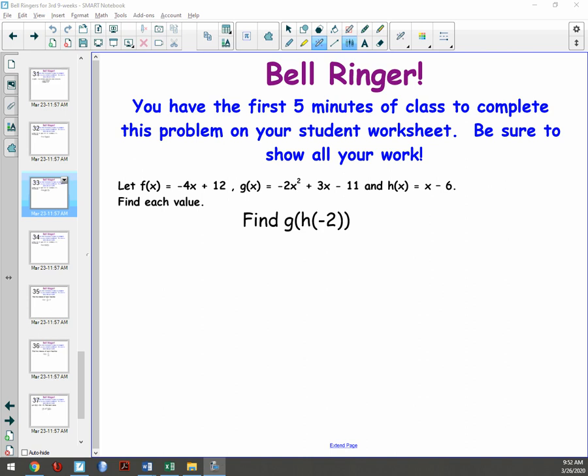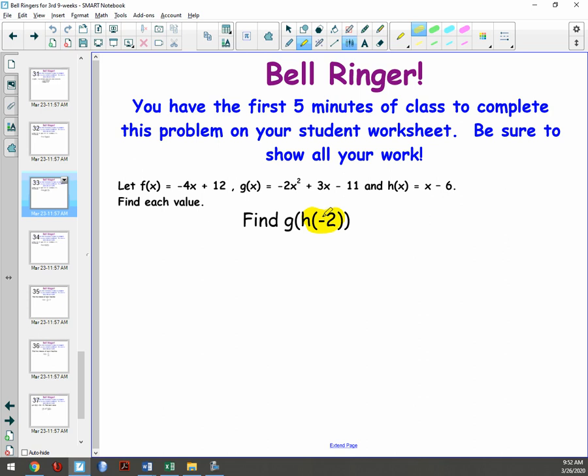Okay, I've had a couple of you ask some questions on how to do the composition problems on day 3 in your packet. So the first one we're going to talk about is find g of h of -2. You're going to work from the inside out. So the very first thing I want you to do is look at what you have on the inside of this problem. The inside of the problem is h at -2.